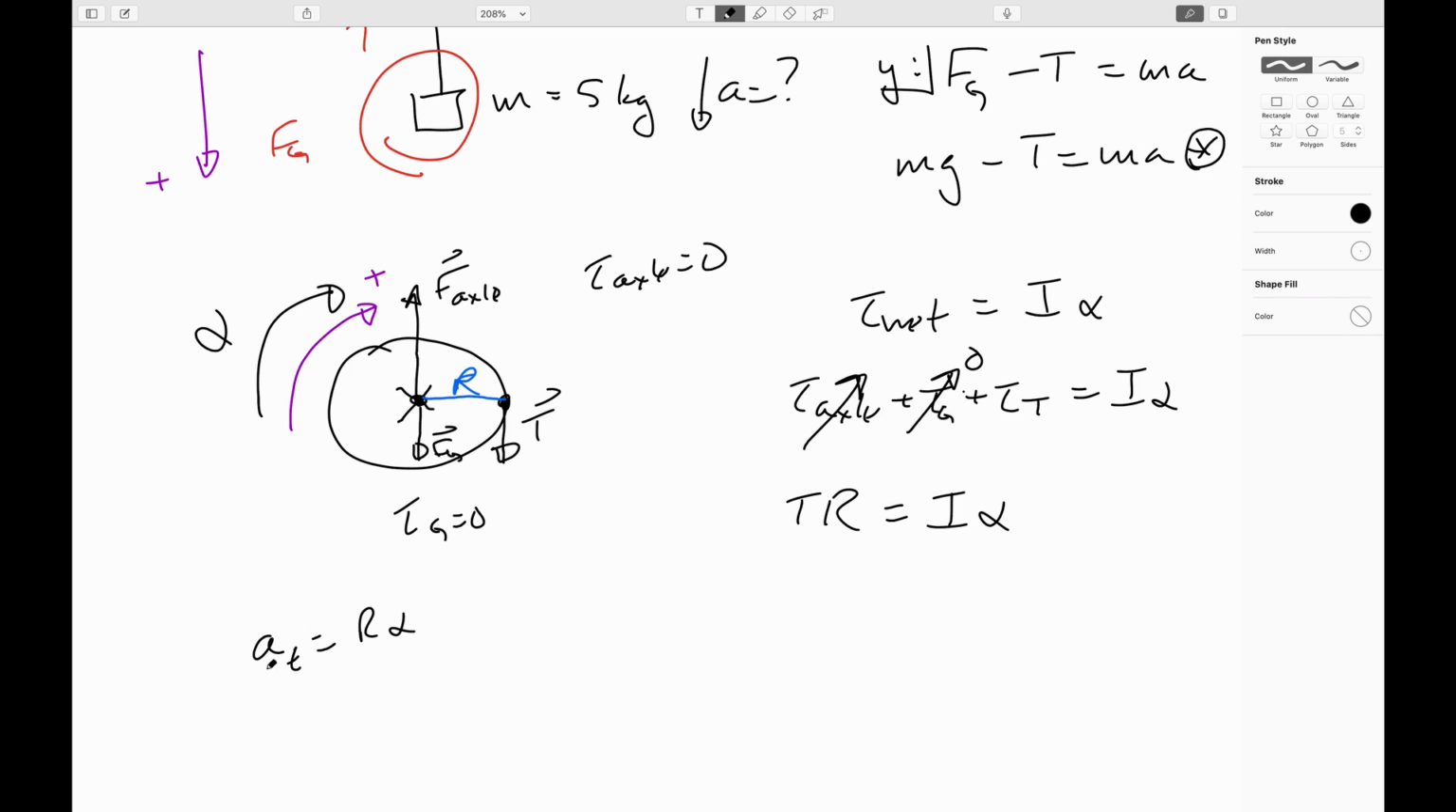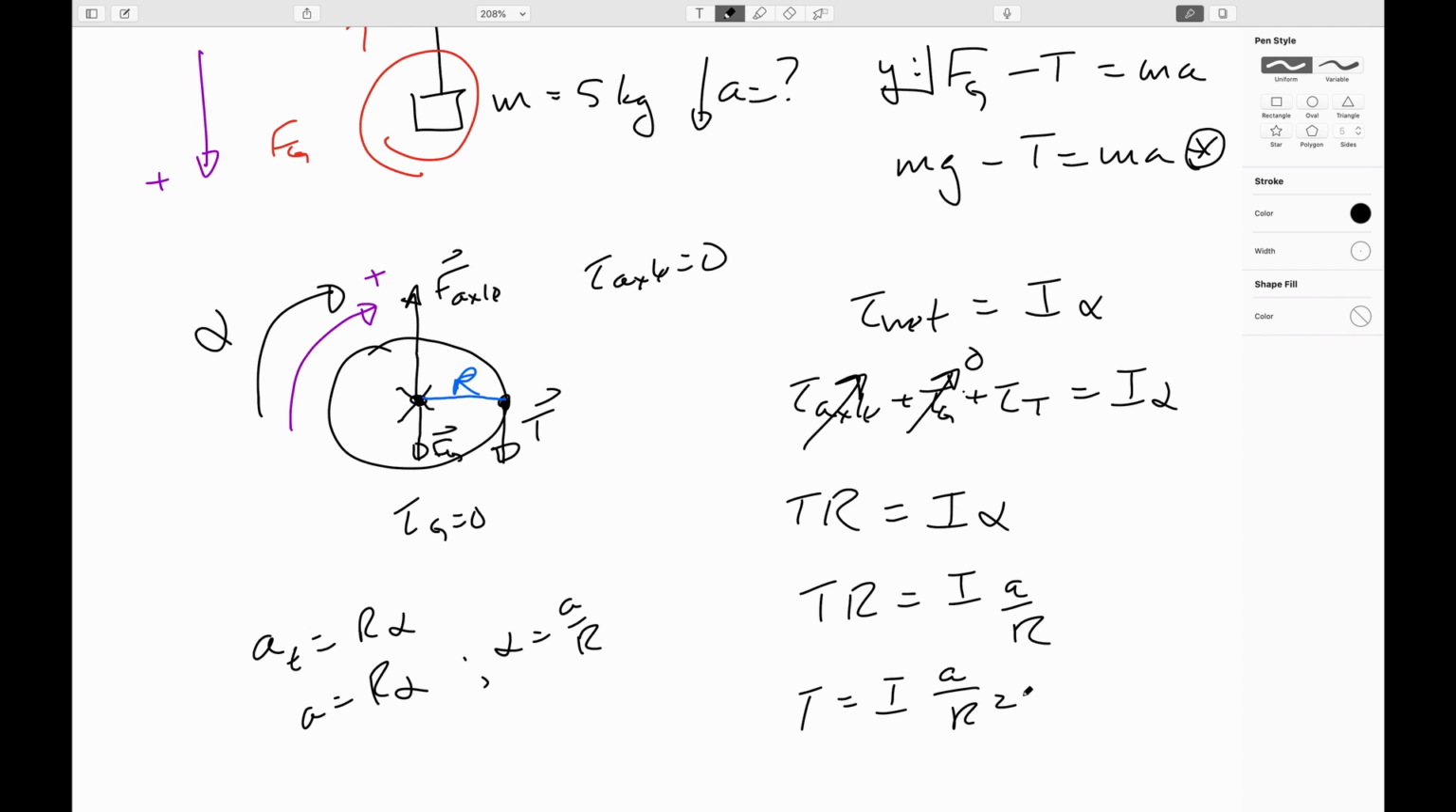And here, that tangential acceleration of this piece right here is the same as the linear acceleration of this block right here, or else the string would stretch. So here we can write that a is equal to r alpha. Okay, cool. So then alpha is equal to a over r. So now we can write TR equals I alpha, I a over r. All right, or T is equal to I a over r squared.